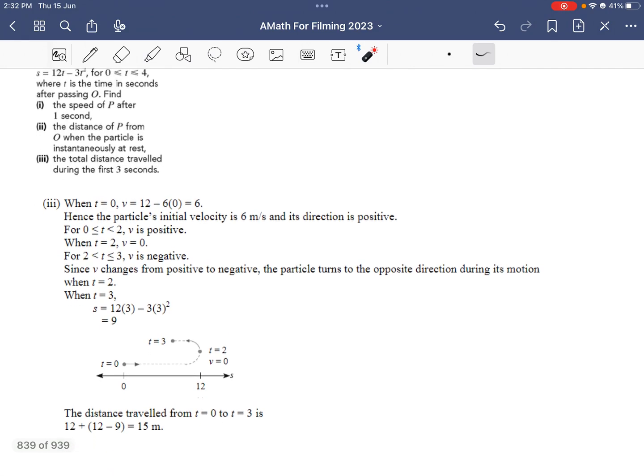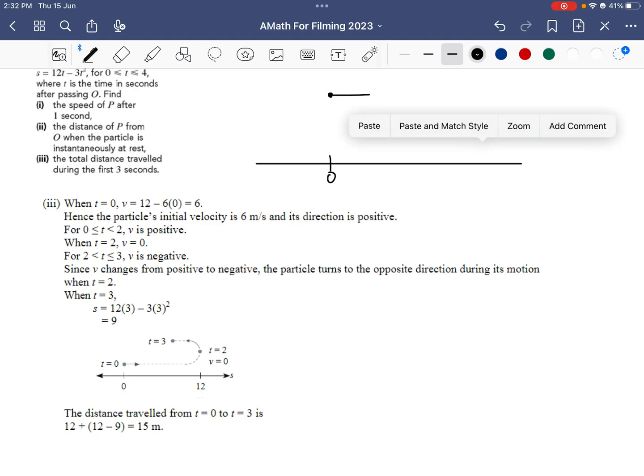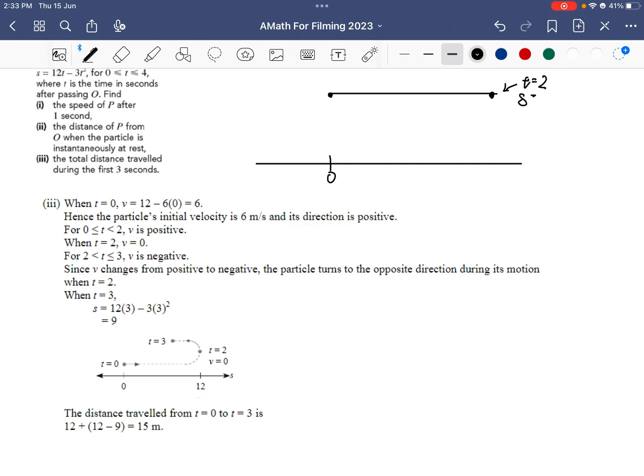Now, this question here is t equals 3. So at t equals 2, it stops and U-turns. So I need to find out at t equals 3, where is the particle. So bit by bit first, let me just draw this for you. So this is 0. At the start, the particle is here. At t equals 2, it has traveled 12 meters. So the particle will be here. At this point, t equals 2, my displacement s equals 12. So here is 12 meters.